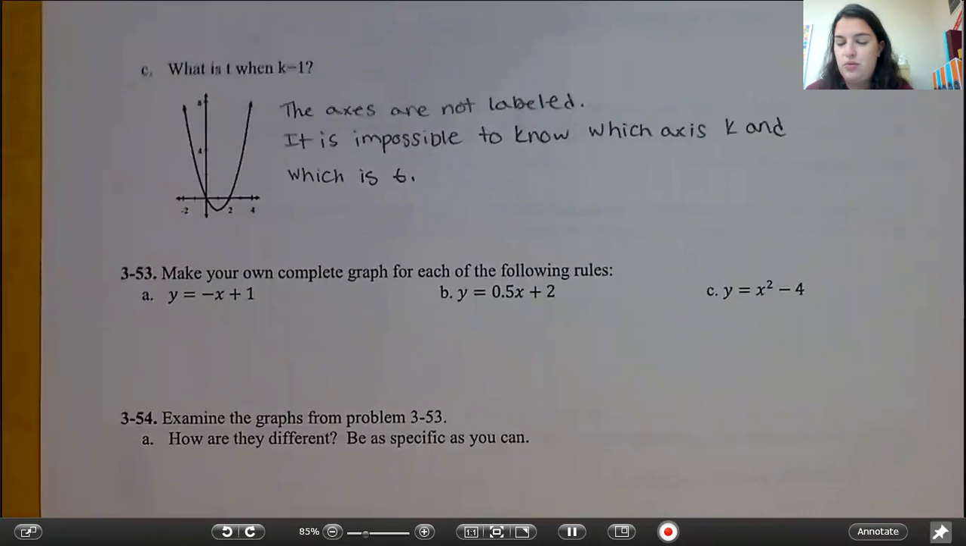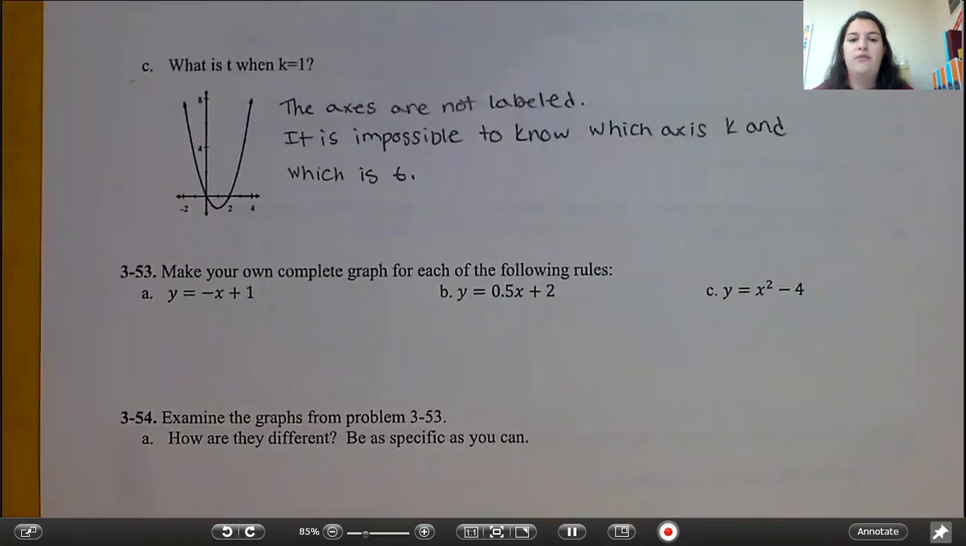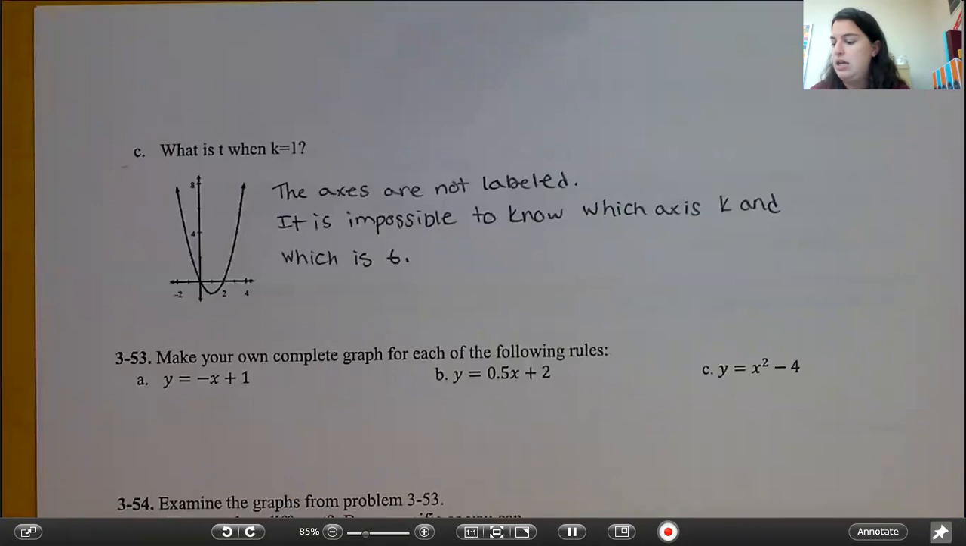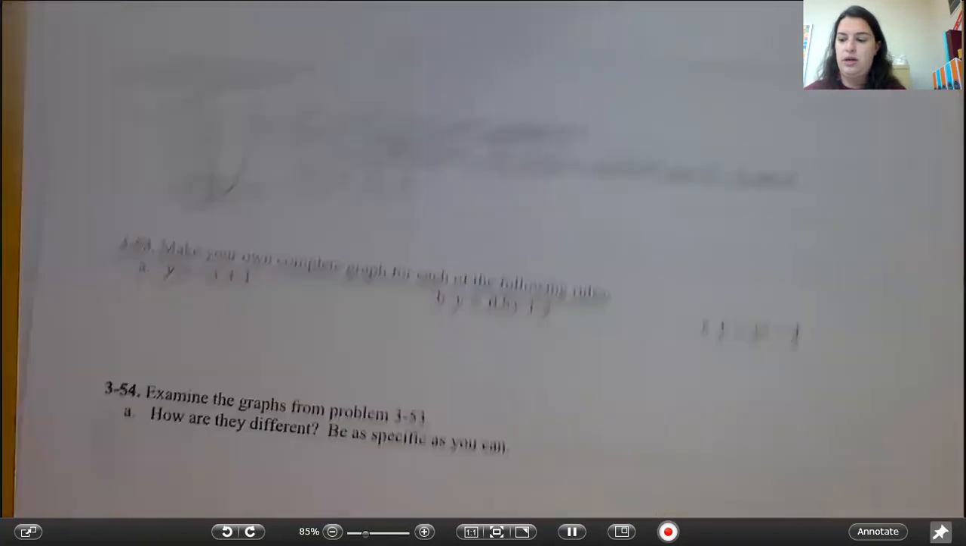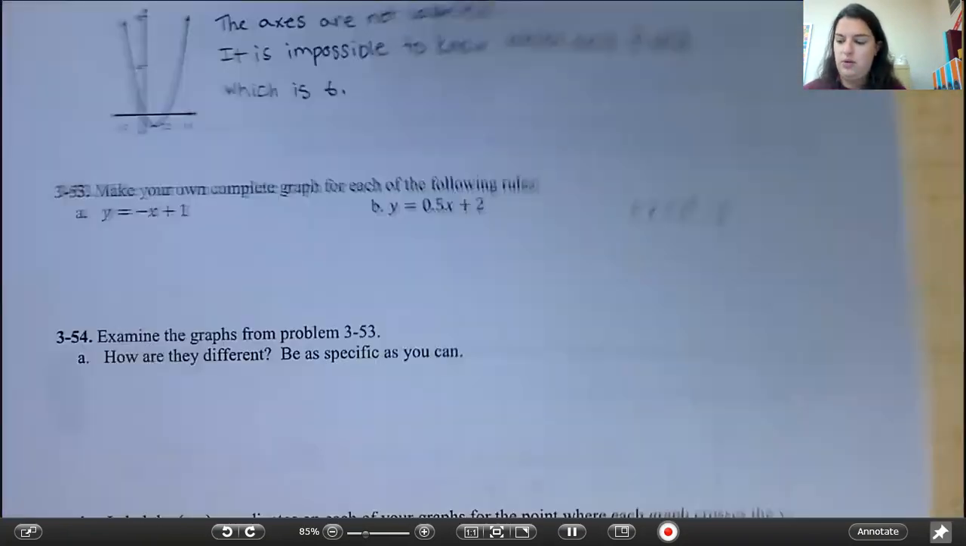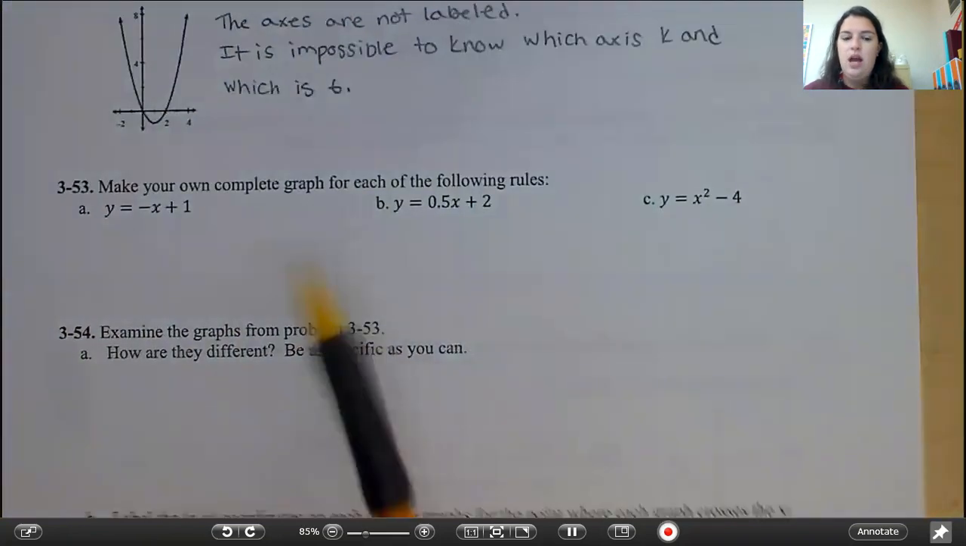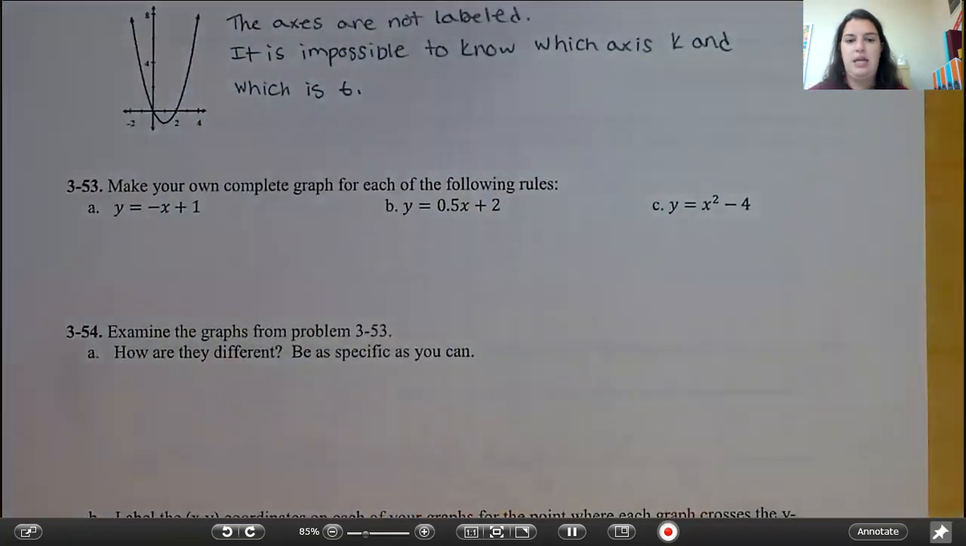Moving down to 353, it says make your own complete graph for each of the following rules. So now you have a chance to make your own complete graphs. You will be doing A, B, and C. If you notice, there are resource pages here for you. So the graphs are already made. You just have to go in and make the graphs yourself. So please pause the video here and try A, B, and C.